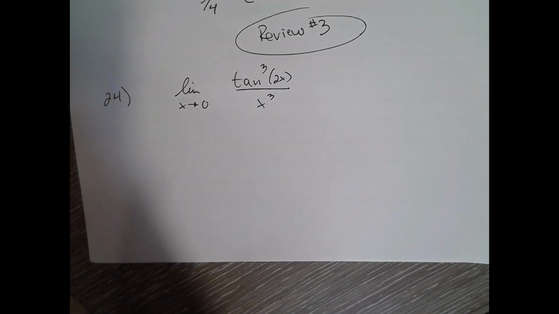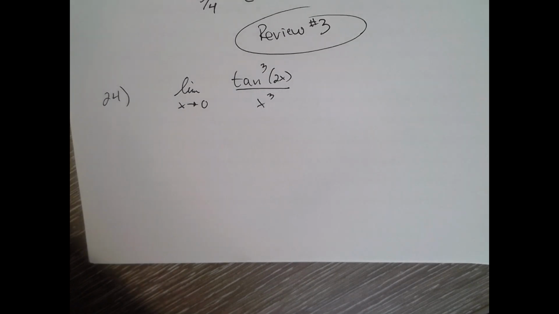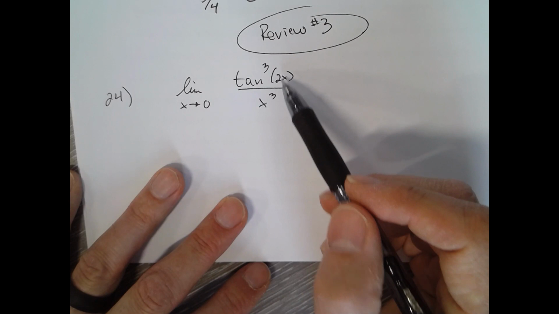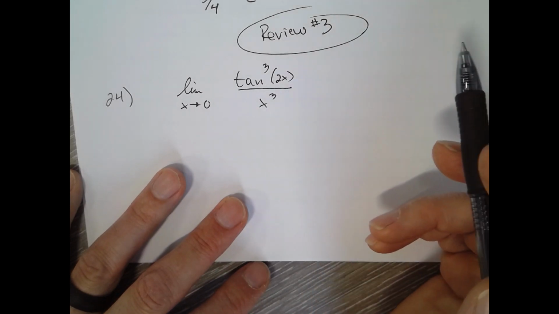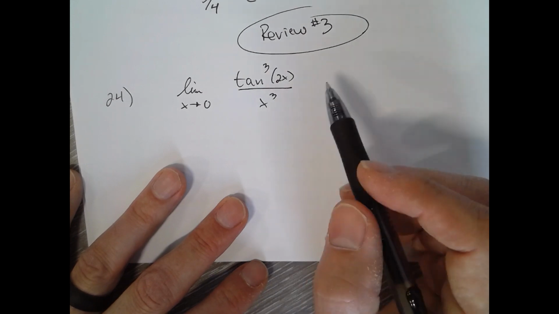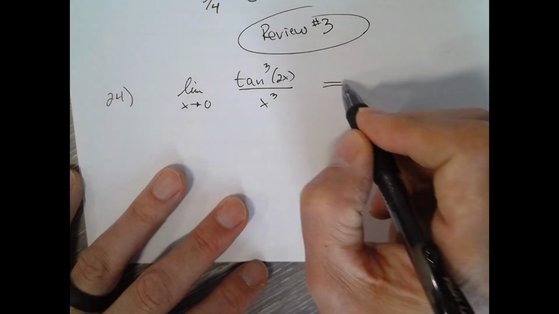Review number 3, problem number 24, trying to find the limit as x goes to 0 of this. So if I plug in 0, I get 0 over 0, so it's indeterminate. When in doubt, I suppose you could use L'Hopital's. So try L'Hopital's.